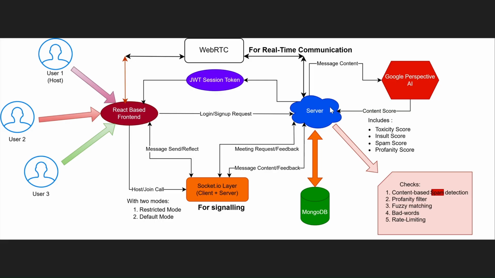Based on these scores and predefined thresholds, the server decides whether the message is safe to broadcast or should be blocked. If the message is valid, it is broadcast to all the connected users in real time. If not, the user will get immediate feedback in the UI such as warnings or cooldown alerts. Here, a Mongo database is used to store the user data and meeting history.